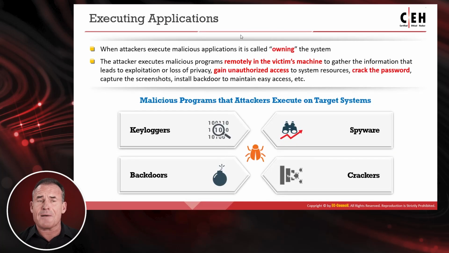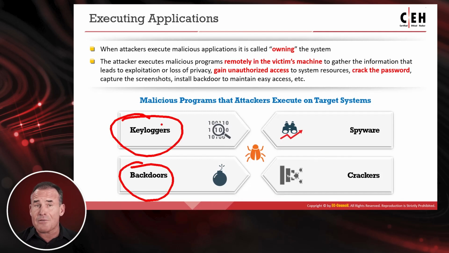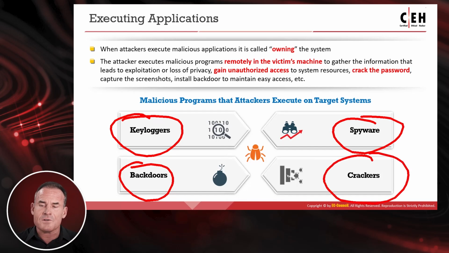All right, and then executing applications. Once you've got the privilege on the system you require, now it's time to execute applications, and that may be to preserve access, which is a backdoor. It may be to log keystrokes, gather additional information with spyware, or install crackers to crack other sets of credentials on the hacked box. So it really depends what you want to do at this stage.